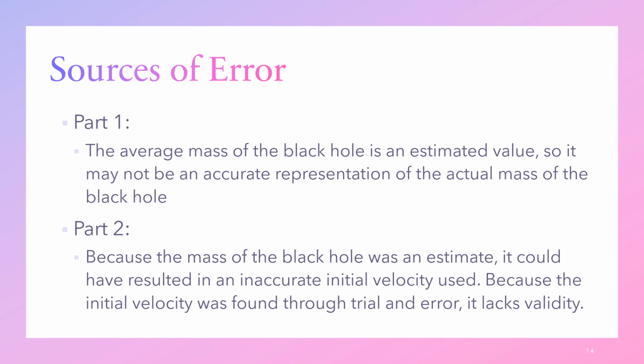Here are some possible sources of error. In part 1, the average mass of the black hole is an estimated value, so it may not be an accurate representation of the actual mass of the black hole. In part 2, because the mass of the black hole is an estimate, it could have resulted in an inaccurate initial velocity used. Because the initial velocity was found through trial and error, it lost validity.